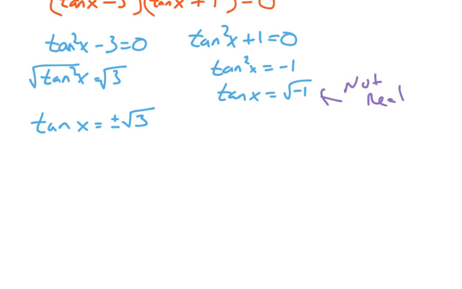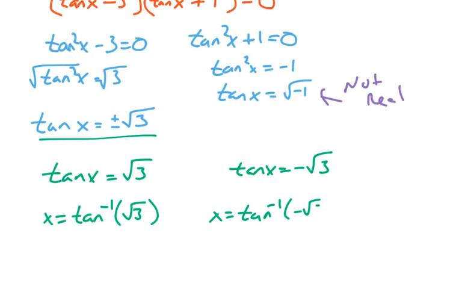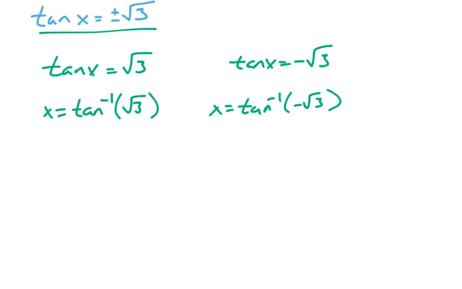So now we can split, let me switch to green here, we can split this equation off into two separate parts. We can say the tangent of x is equal to the positive square root of 3, and we can say the tangent of x is equal to negative square root of 3. Well, now we can find our x values. We can say x is equal to the tangent inverse of the square root of 3, and x is equal to the tangent inverse of negative square root of 3, and we can find these using our calculator.